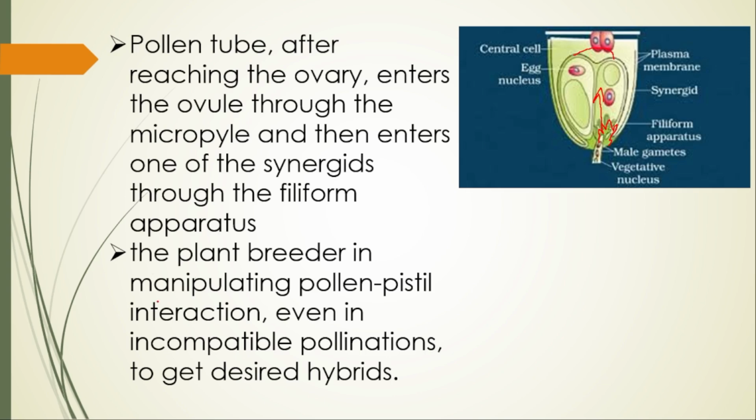Plant breeders manipulate pollen-pistil interaction, even in incompatible pollination, to get a desired hybrid. So in this condition, what happens? Plant breeders can manipulate pollen-pistil interaction so that they can get whatever characters they want.